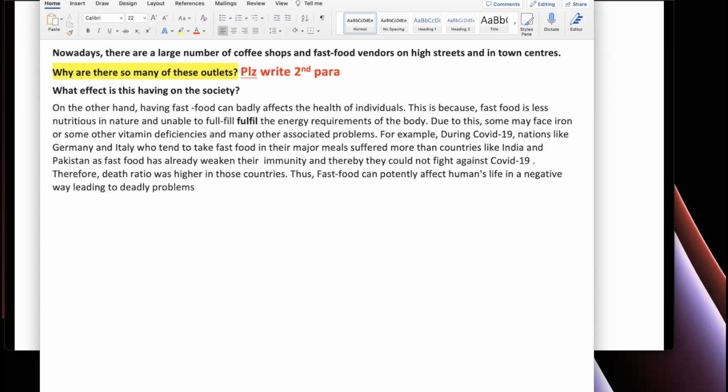I'll check you now. No, Fatima, this is the third paragraph. What you have written is third, right? See, what effect you have written. I want why there are so many outlets. इतना outlets क्यों है लिखना है.